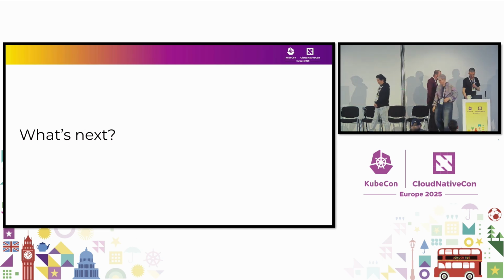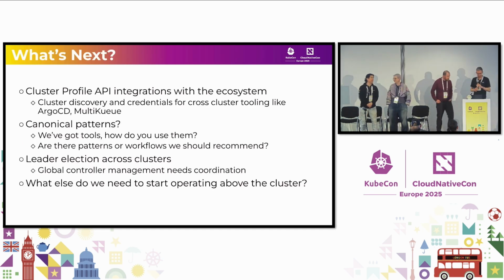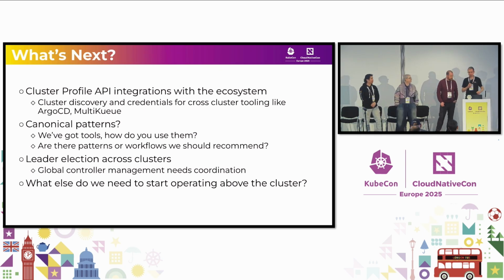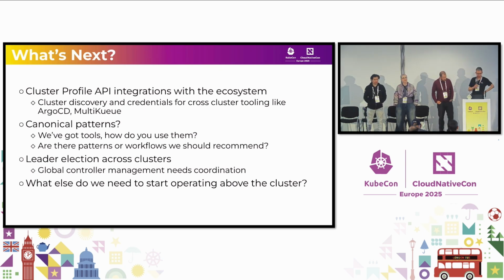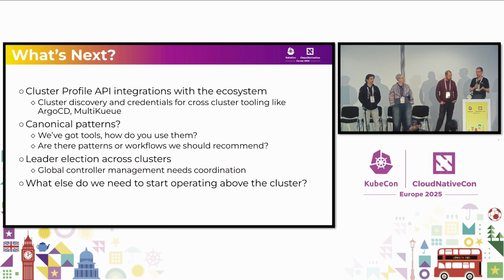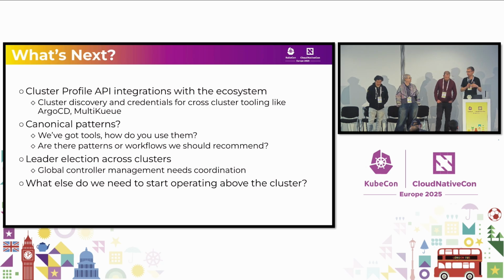Thank you, Laura. So coming up next, in no particular order, and this isn't exhaustive either: cluster profile API. We need to work on integrations of that with the actual ecosystem. As Jeremy said at the start, we focus on providing actual APIs that have meaning across a variety of implementations, but we're also interested in keeping track of the implementations themselves. For example, Argo CD, multi-queue.